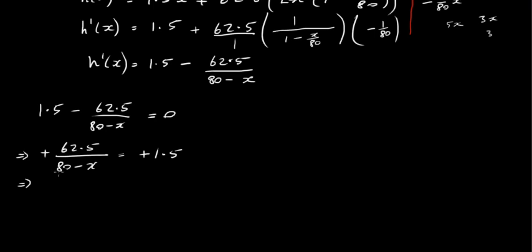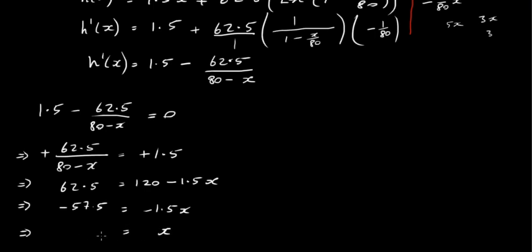And then I'm going to multiply across by 80 minus x. So on the top we'll get 62.5, and across here we will get 120. 1.5 times 80 is 120. 1.5 times minus x, minus 1.5x. Subtract 120 from both sides, and that will give me minus 1.5x on this side. And on this side here we'll end up with minus 57.5. And finally here we're just going to divide across by 1.5, and that will give me 38 and a third.